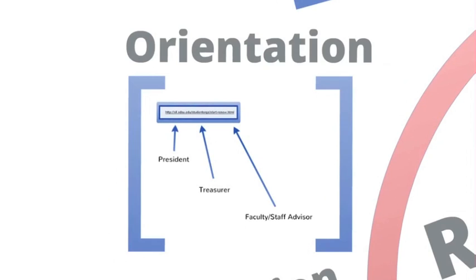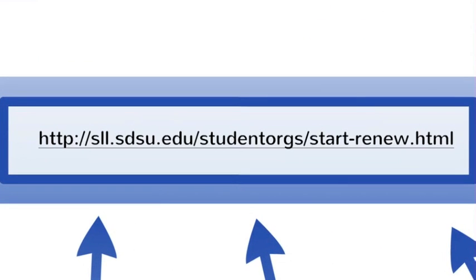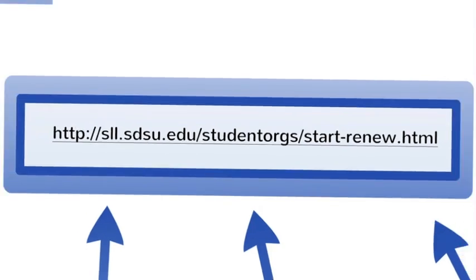Okay, so first things first, you want to make sure that both the president and treasurer take the online orientation. The president and treasurer must complete it before you can actually submit your application. The faculty and staff advisor of your organization has a separate orientation, and both orientations can be found at this website here. But the faculty staff advisor orientation does not have to be taken in order to submit your application, but it must be completed before we can recognize your organization.